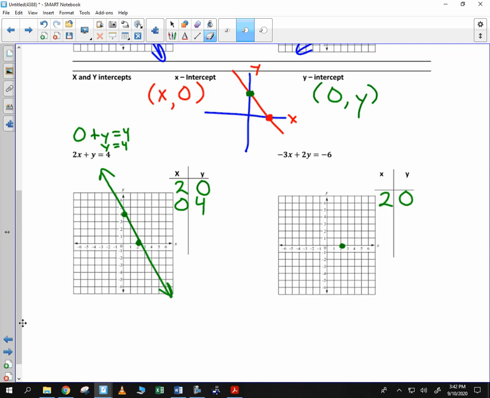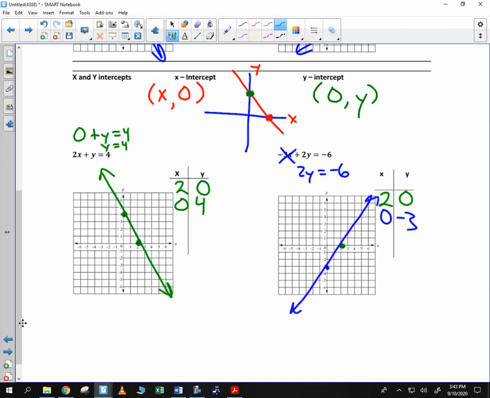Then we'll find the Y-intercept. We'll plug in 0 for x. If x is 0, that goes away. I get 2y is -6. So y is -3. We plot -3, and now we can graph our line.